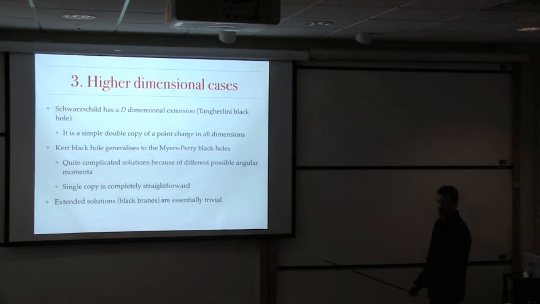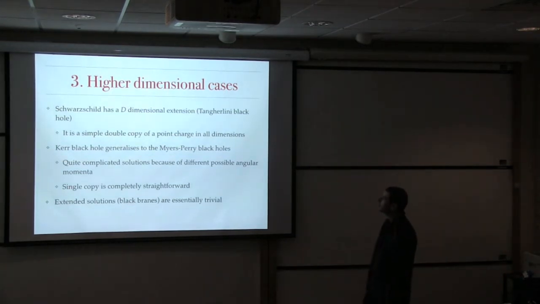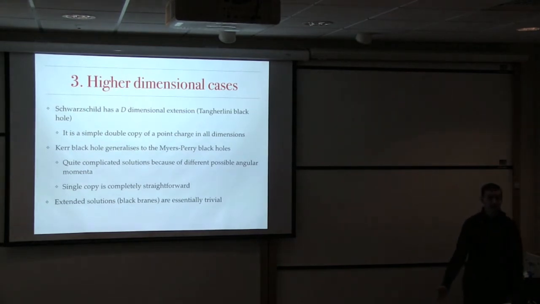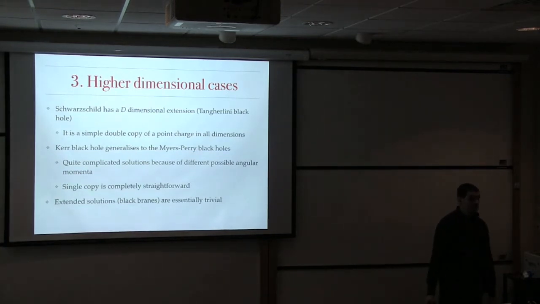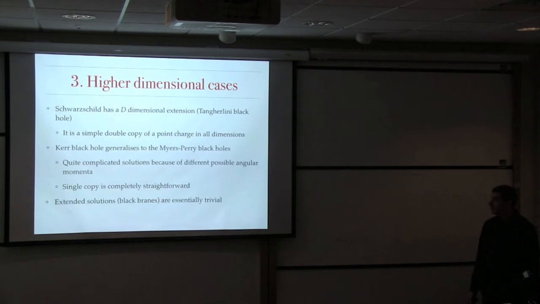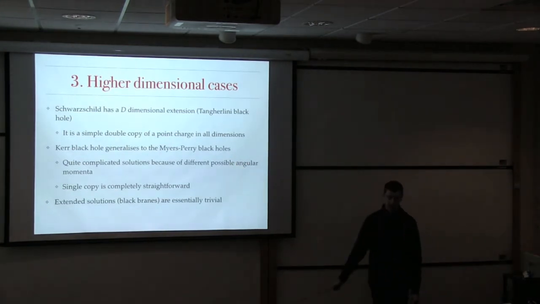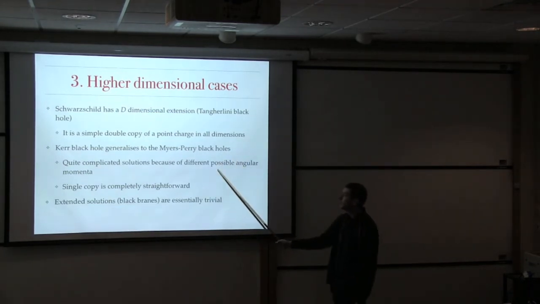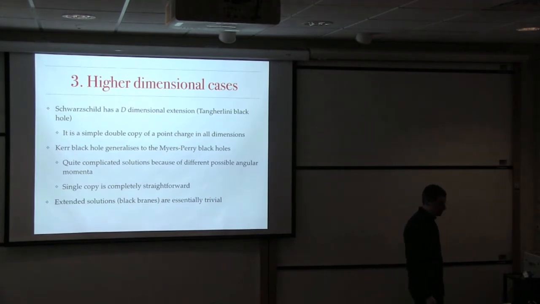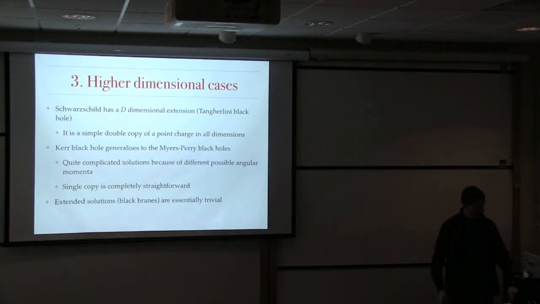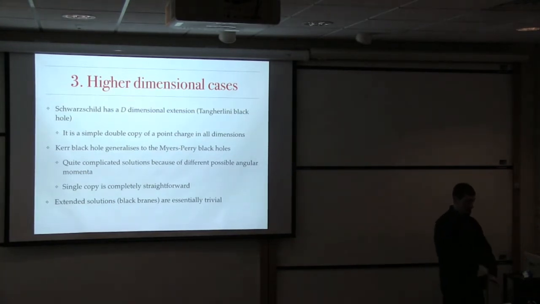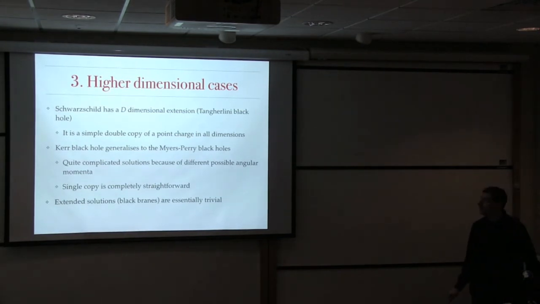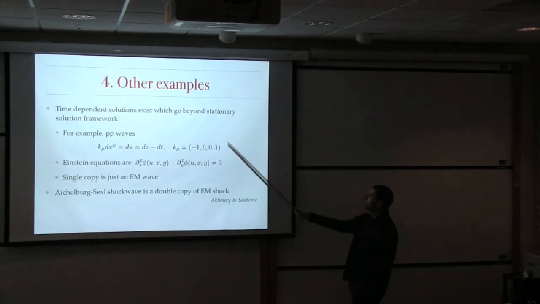Okay, well, I think I'm getting a bit over time here, so let me talk briefly about some other examples. You can consider all of these in d dimensions. So Schwarzschild has a d-dimensional extension, Tangherlini. That's a straightforward double copy, it's just a point particle in d dimensions. Kerr has a more complicated generalization, Myers-Perry. This is complicated because there are many different planes you can spin up. But that doesn't matter for us, the single copy is completely straightforward. Again, it's just these disks of charge that are spinning in various ways. Black branes are completely trivial for us. They're just extended in some direction in a trivial way that works. There are some other examples that are a little bit more interesting.